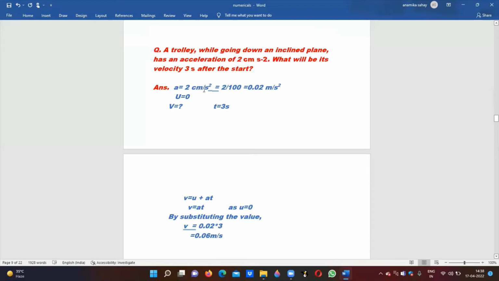Acceleration is in centimeter per second square, so we have to convert it into meter per second square by dividing it by 100. It will be 0.02 meter per second square. Now, the trolley is going down an inclined plane, which means initial velocity is 0. The trolley was first in rest position, then it goes down, right? So initial velocity is 0, final velocity we have to calculate, and time is 3 seconds, given.